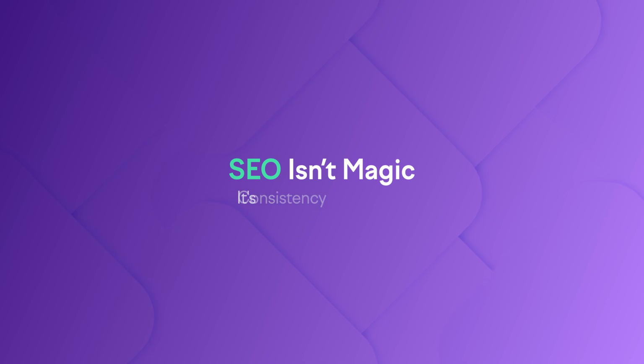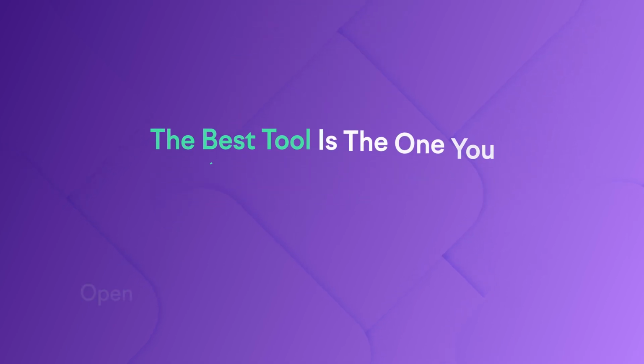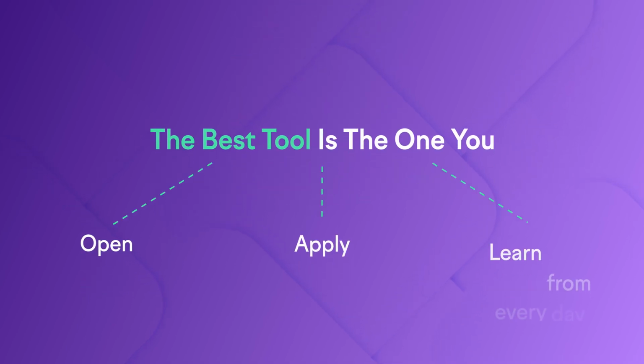Whichever tool you go with, the most important thing is to actually use it. SEO isn't magic, it's consistency. The best tool is the one you open, apply, and learn from every day. And that's it for my detailed comparison of Semrush versus Ubersuggest.